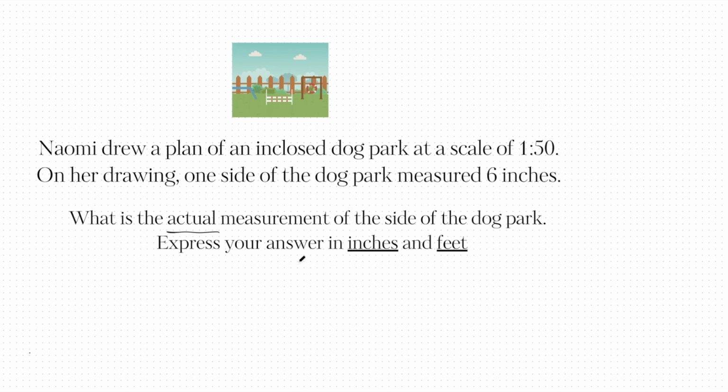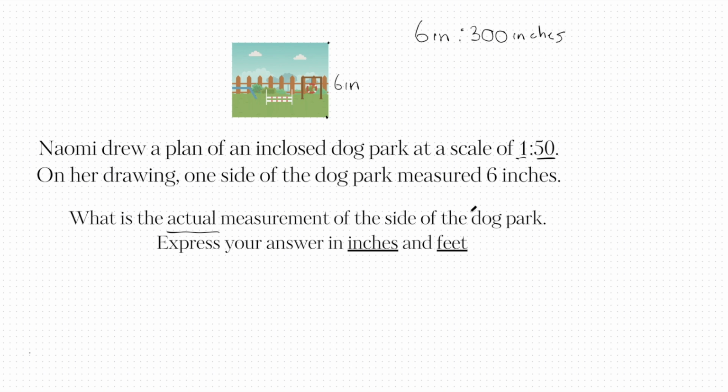Again, what we know is the ratio is 1 to 50. The 1 is the scale drawing, and 50 is the actual. And what we know is that one of these sides is 6 inches. So if I multiply 6 times 50, that'll give us 300. So when using inches, I can say the ratio is for every 6 inches, the actual will be 300 inches.